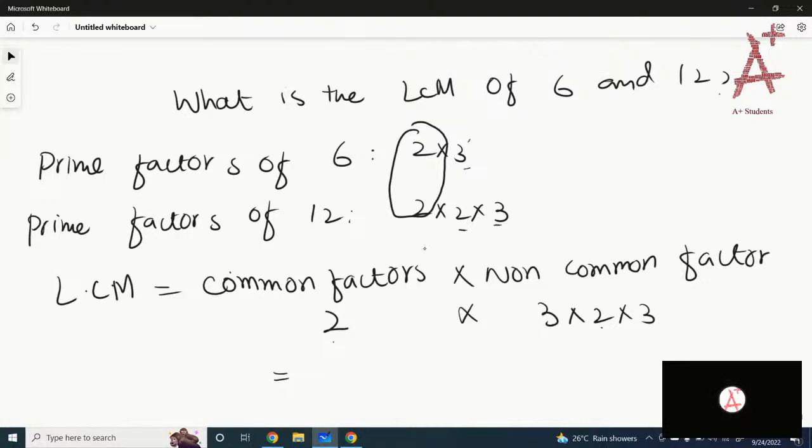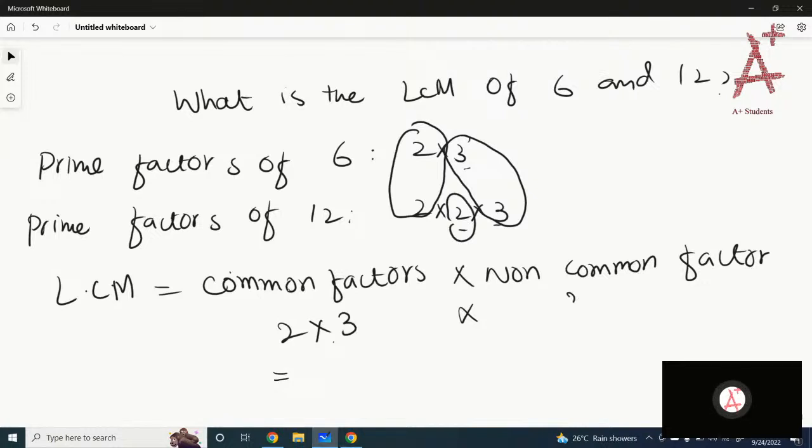Oh, sorry, we have 3 common as well. So 2 times 3 is the common factors. So the common factors we have are 2 and 3, and the only non-common factor is 2. So 2 times 3 is 6, and 6 times 2 is 12. So the LCM for 6 and 12 is 12. Got it? Select the correct option and click on the OK button.